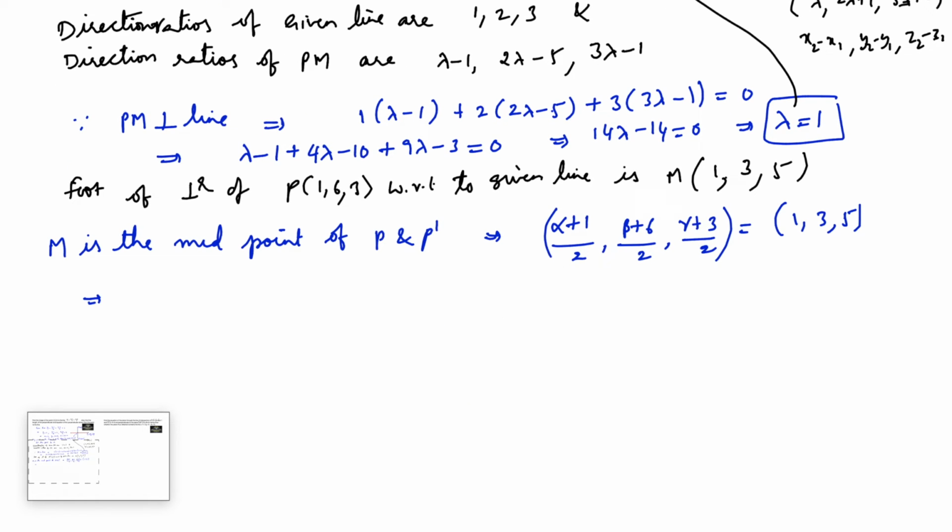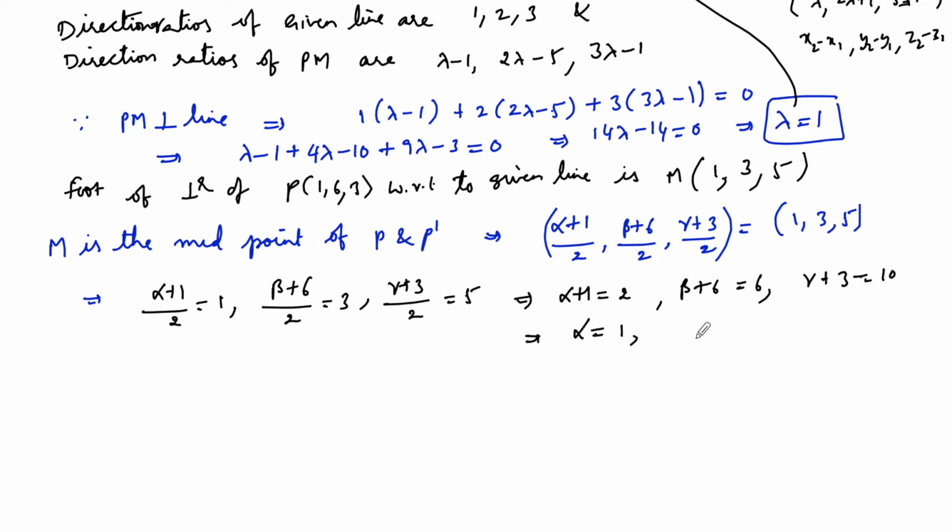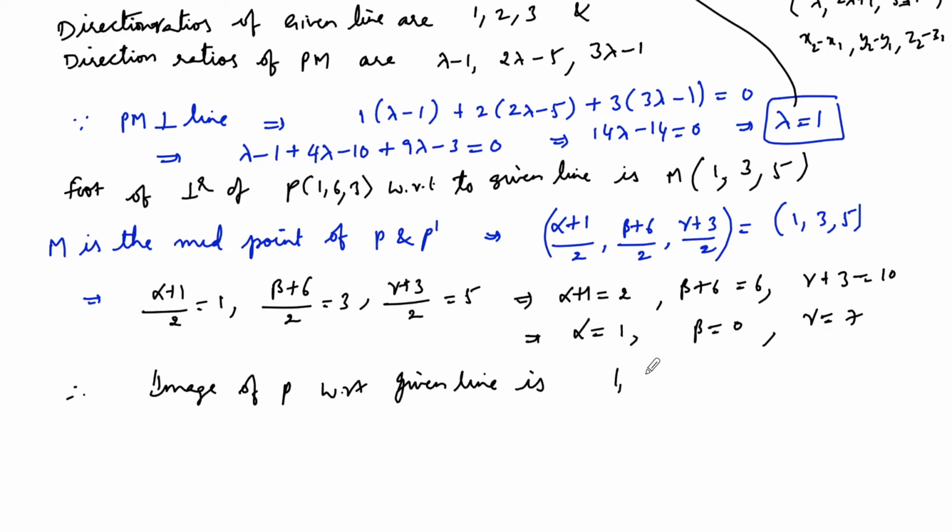Which implies that alpha plus 1 upon 2 is equal to 1, beta plus 6 upon 2 is equal to 3, gamma plus 3 upon 2 is equal to 5. So alpha plus 1 is equal to 2, beta plus 6 is equal to 6, and gamma plus 3 is equal to 10. That is alpha is equal to 1, beta is equal to 0, and gamma is equal to 7. Therefore, the image of point P with respect to the given line is (1, 0, 7). So that is P dash.